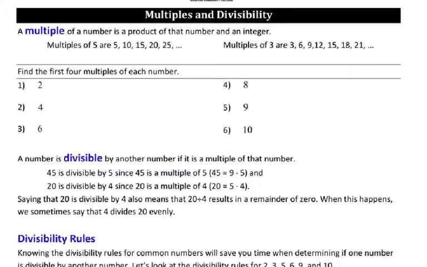In this course we're going to go over the fundamentals of math, and we're going to start today with multiples and divisibility. So a multiple of a number is a product of that number and an integer. So let's look at what this actually means. What do we mean when we say product? Product means multiplication of a number and an integer. Integers are positive and negative whole numbers.